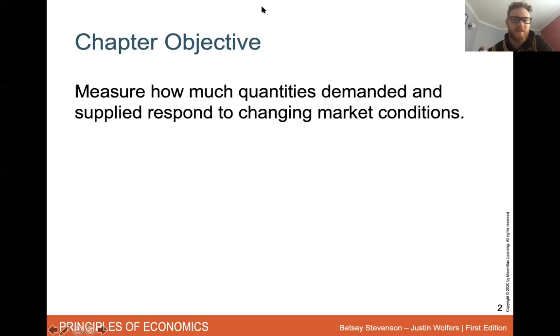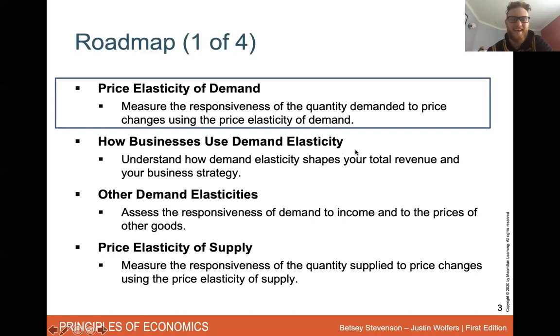So what is elasticity? It's a measure of how much quantities demanded and supplied respond to changing market conditions. Okay. Let's start with the first one.